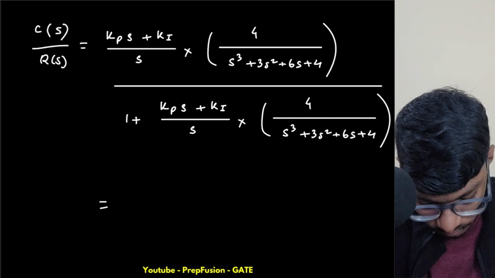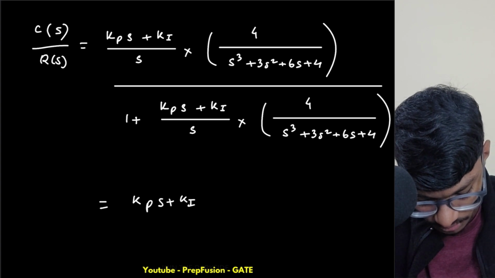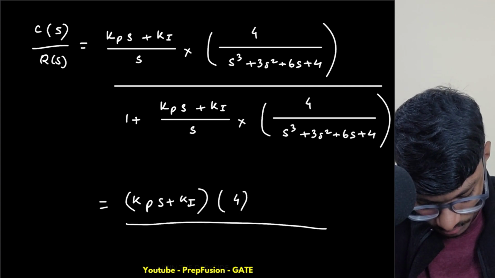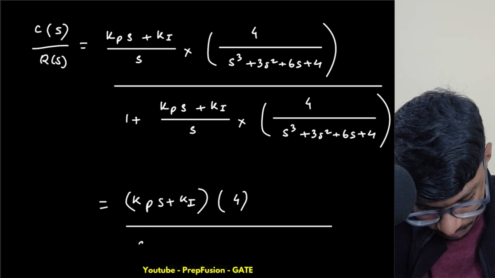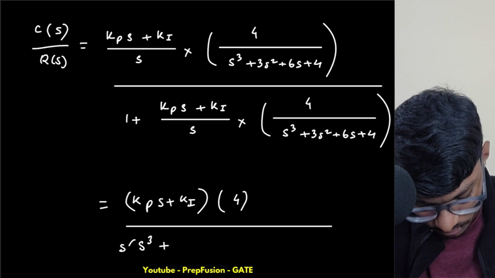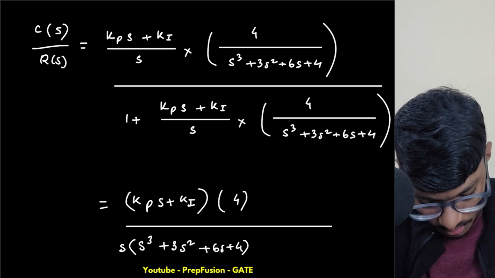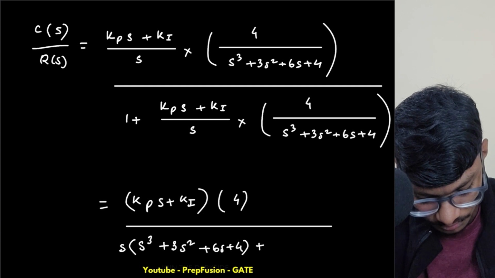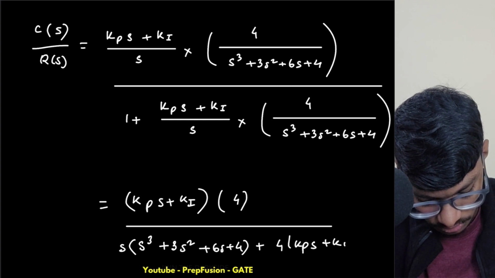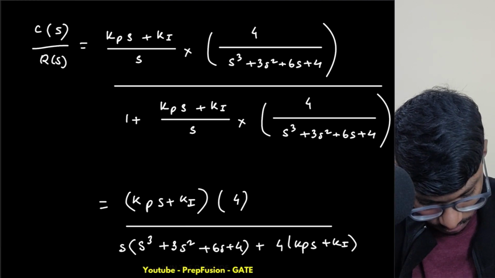So what will this become? We can write this with Kp at the top, and we just have to check the condition of stability. So this will be 4 only, and in the denominator, we have an S outside, 3s square plus 6s plus 4, and plus 4 Kp s plus Ki.